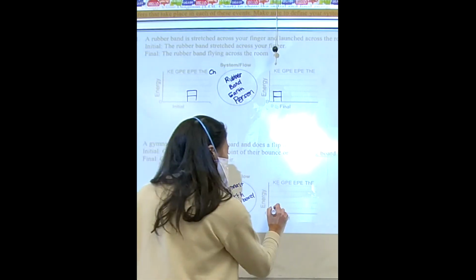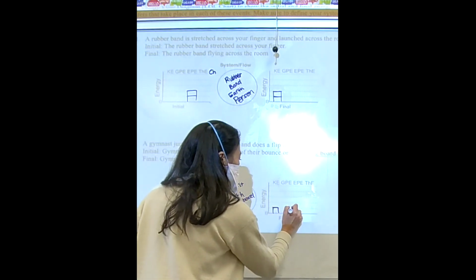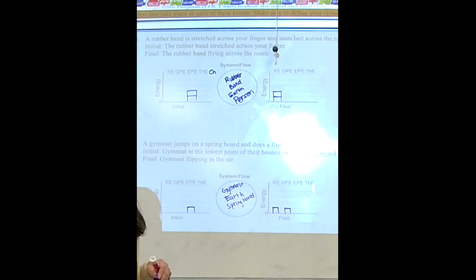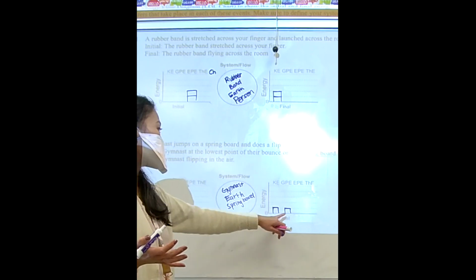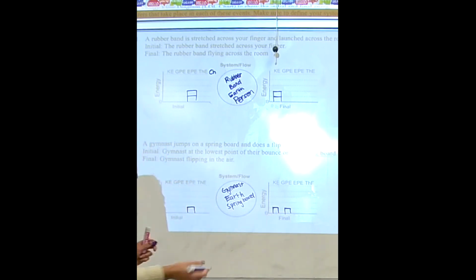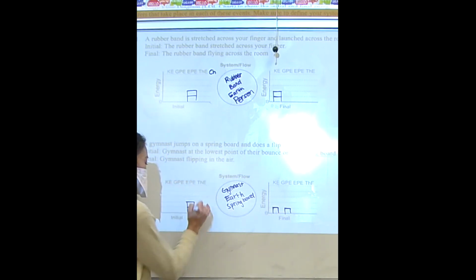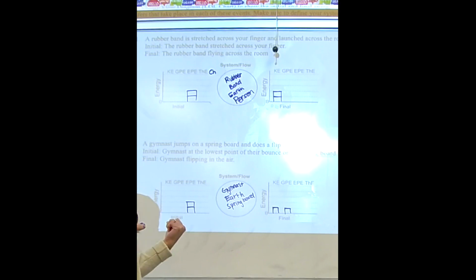In the final system, we've got the gymnast flipping in the air. They've got kinetic energy and they've got gravitational energy. There's motion and they're higher above the ground. So I have an imbalance here. I've got kinetic and gravitational to add to 2. If I want to balance it out, I could include 2 elastic potential energy. Now, I had some students say, would we have thermal if the student is bouncing and colliding?